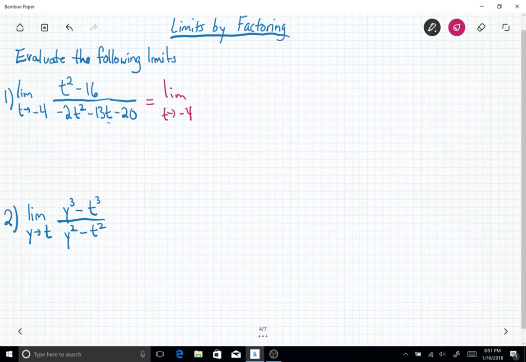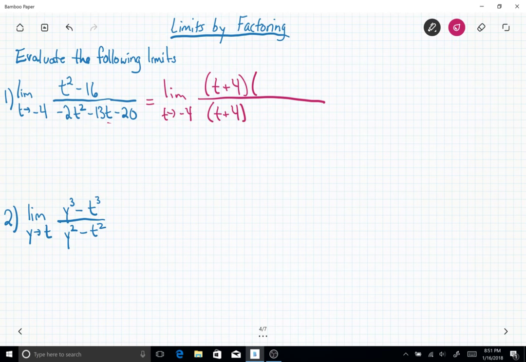So, limit as t approaches -4 of... The factor in particular that we must have is t plus 4, because we need a factor that goes to 0. So that must occur both in the top and the bottom, the numerator and denominator. Now how do we factor the numerator if we have a t plus 4 as a factor? Well, difference of squares, that becomes t plus 4 and then t minus 4.